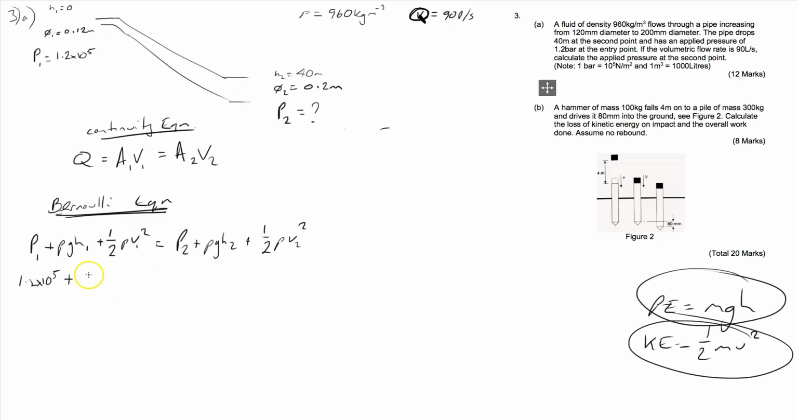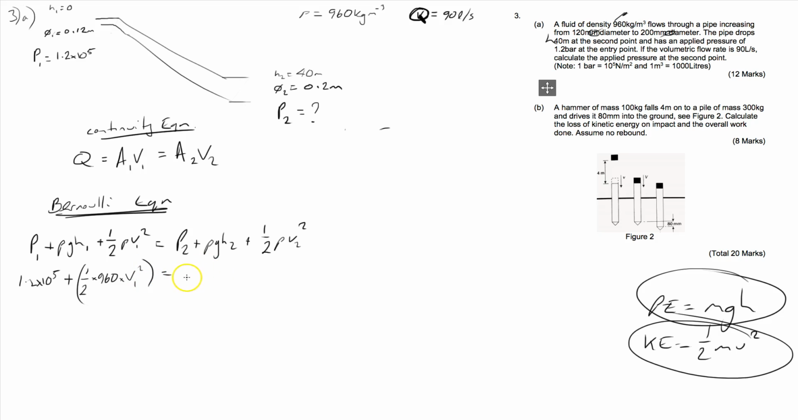Then I've got half rho v1 squared, half times rho, which is 960, times v, what, velocity, input velocity. Can't do that. I don't think I've been given it. I've got rho there, I've got diameters, pipe drops, got head. Right, so that is an issue. So we'll just put that in v2 squared.